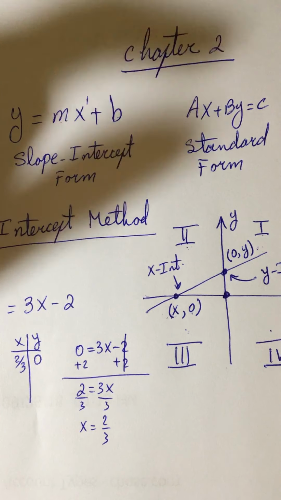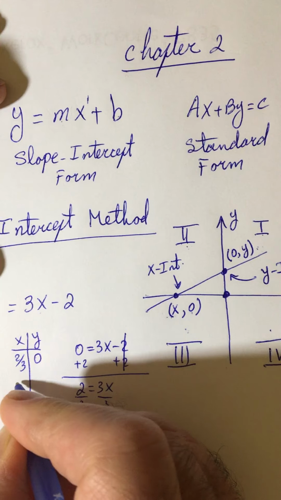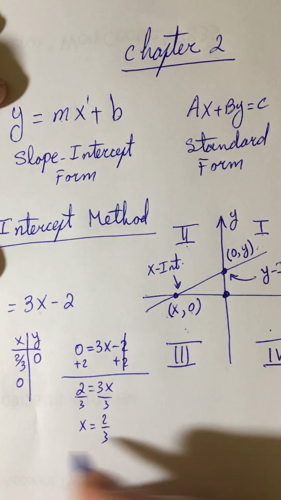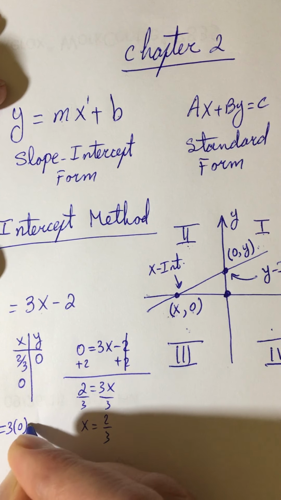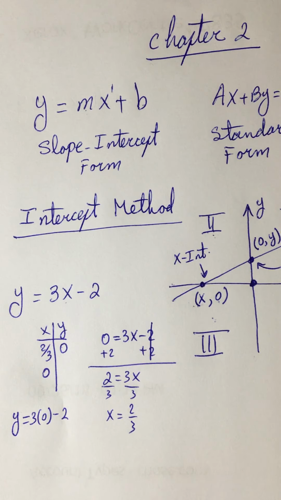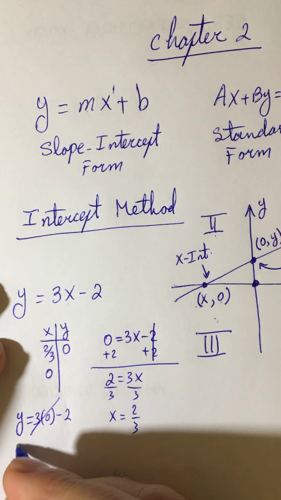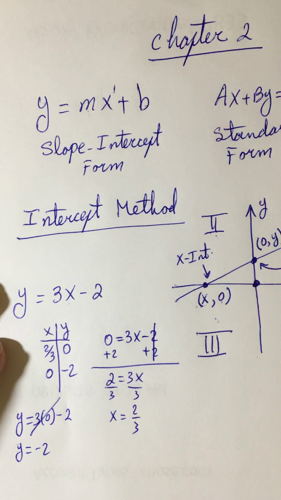Now if I want to find my y-intercept, I put a 0 for x. So that means my x is 0. So I will get y equals 3 times 0 minus 2. So what's 3 times 0? Anything times 0 is 0. So that's gone, and your y value is -2. So here we go, there is your y-intercept.